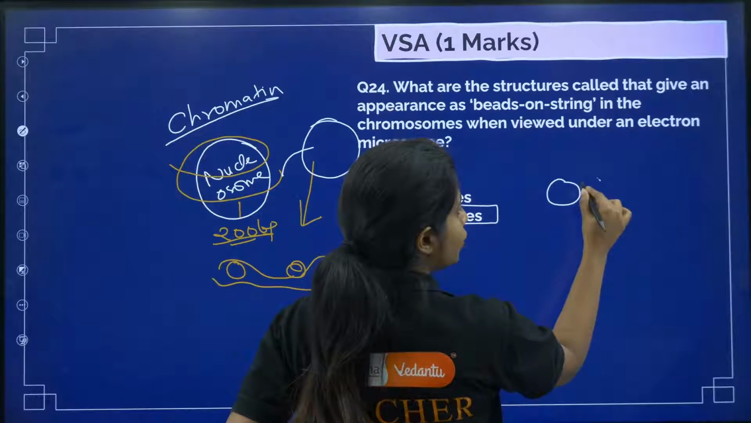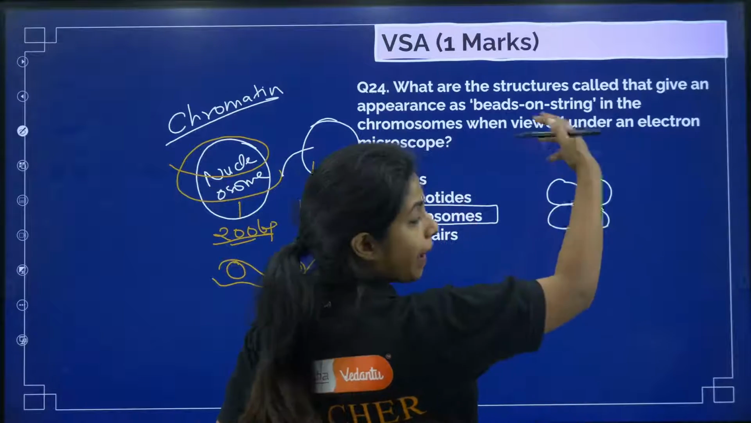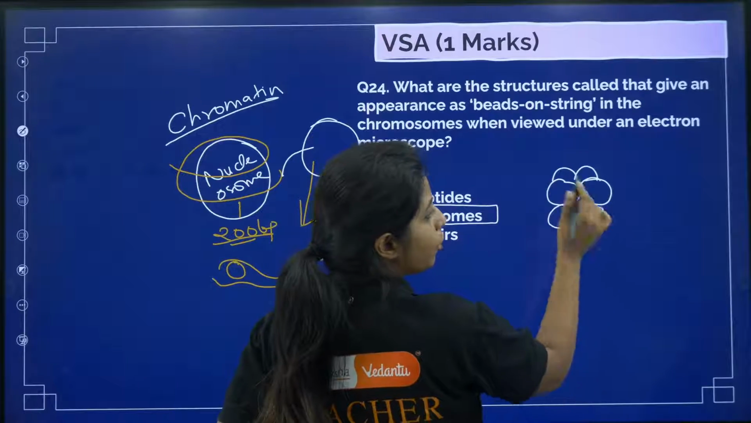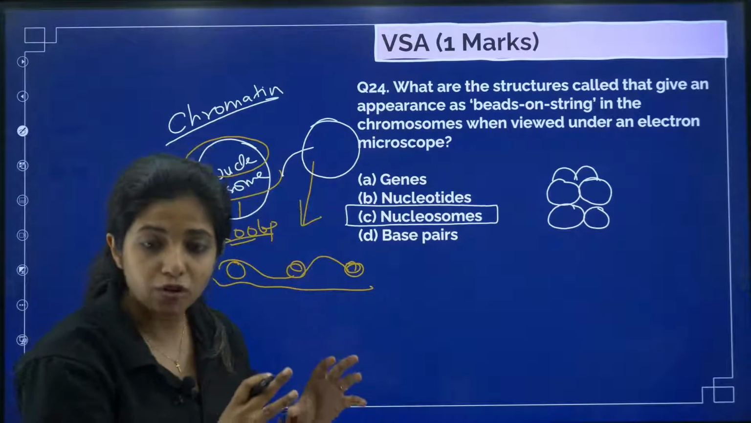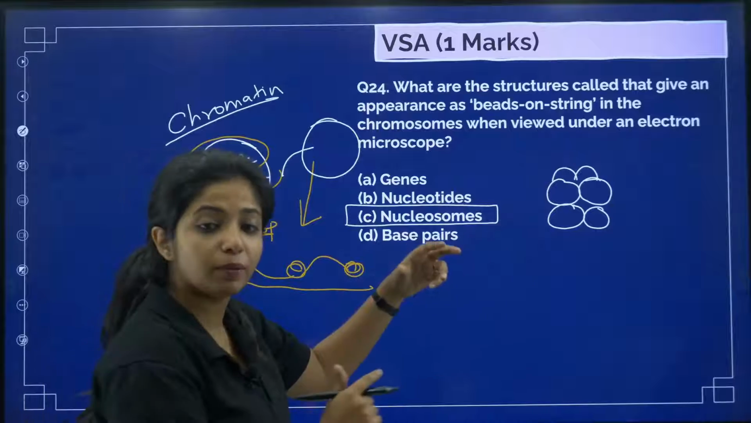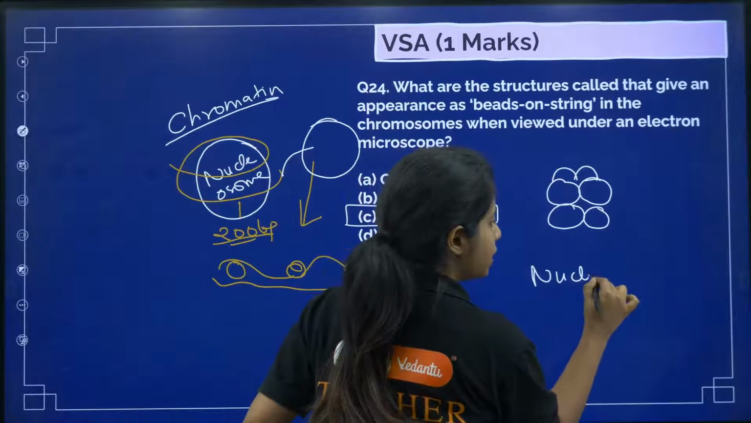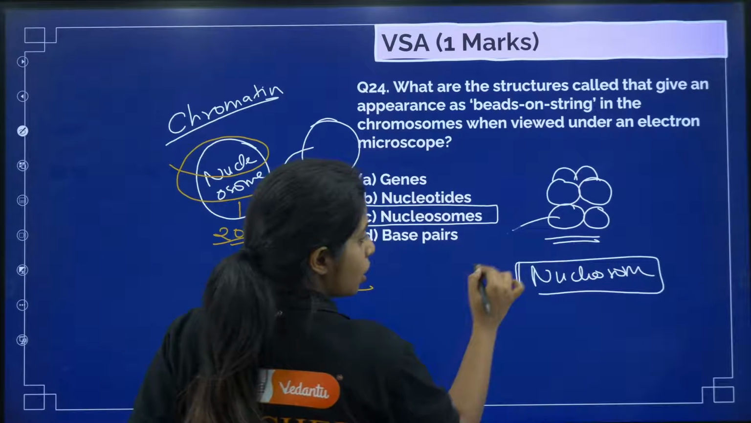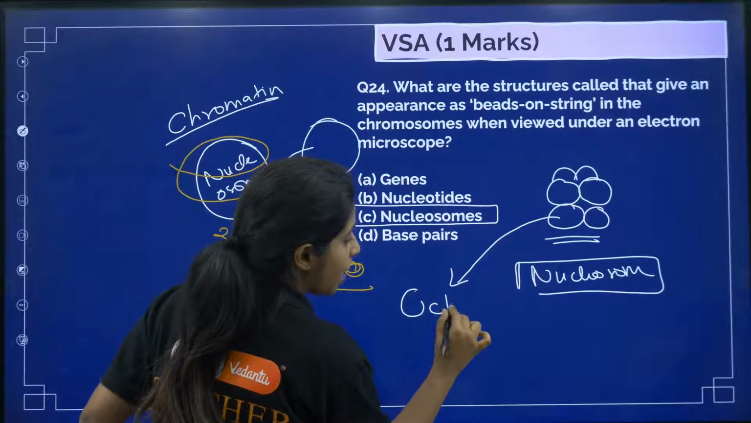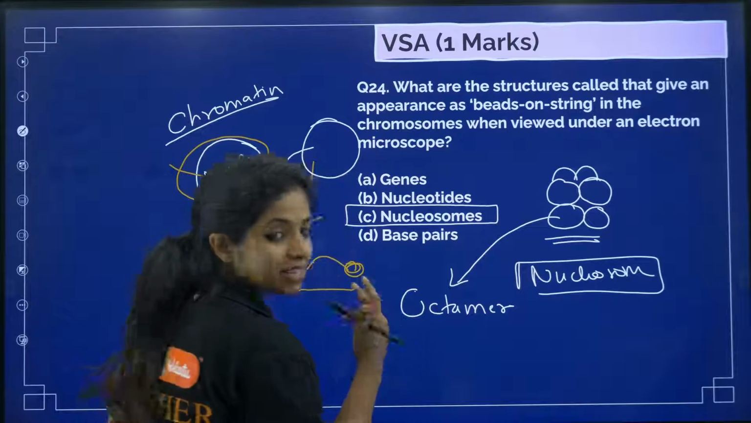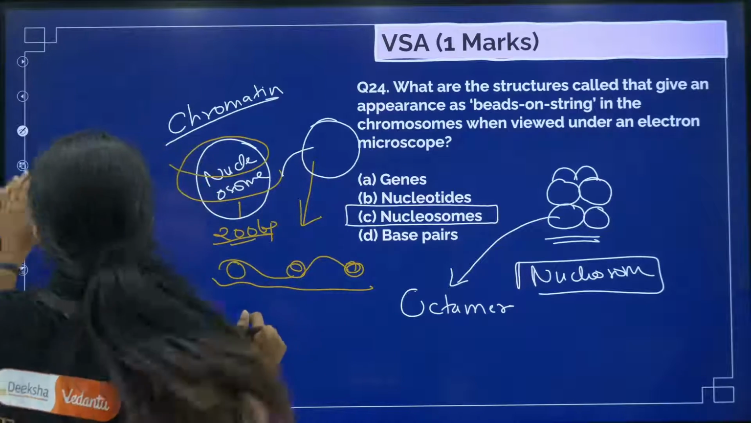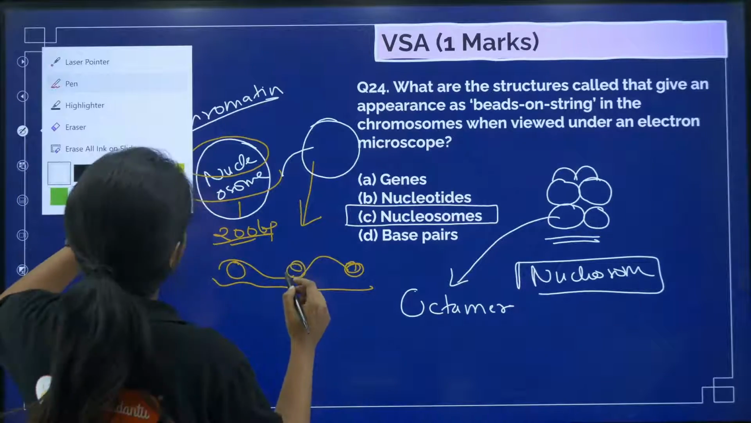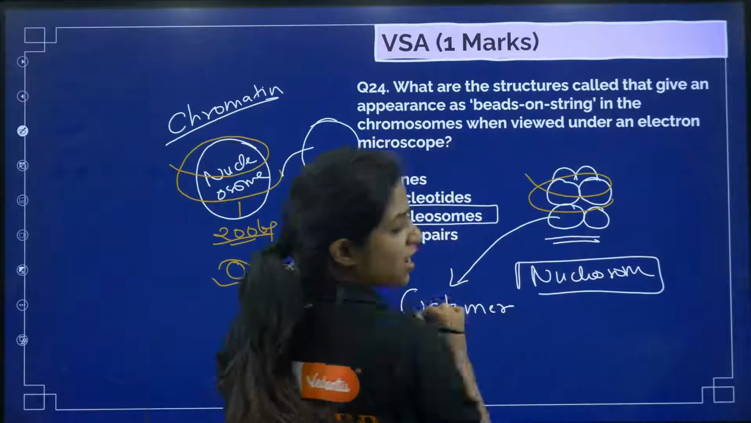So 1, 2, 3, 4, and then on the backside also you have 1, 2, 3, 4. Okay, 8 of them will be coming together, and the whole thing that you see over here will be known as the nucleosome, my dear children. Nucleosome is said when you have all the histone proteins. What do you call this? You call this an octamer of histone. Octamer as in 8 histone proteins are coming together over here, and the DNA is just going to wrap around over here twice.